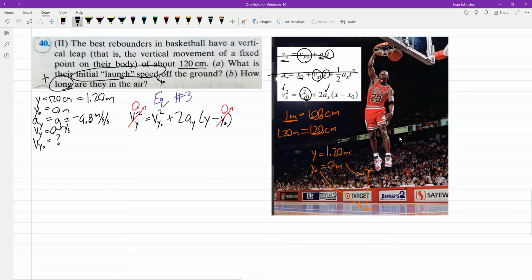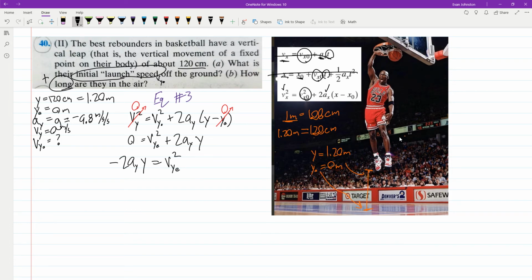So all I'm going to do is rewrite it once. We have 0 is our initial y velocity squared plus twice the y acceleration times y. If I want to get how fast he's going in the beginning, I can just subtract this whole thing over to the left side. So now we have negative 2a in the y direction times y is equal to the initial y velocity squared. We'll plug in our numbers.